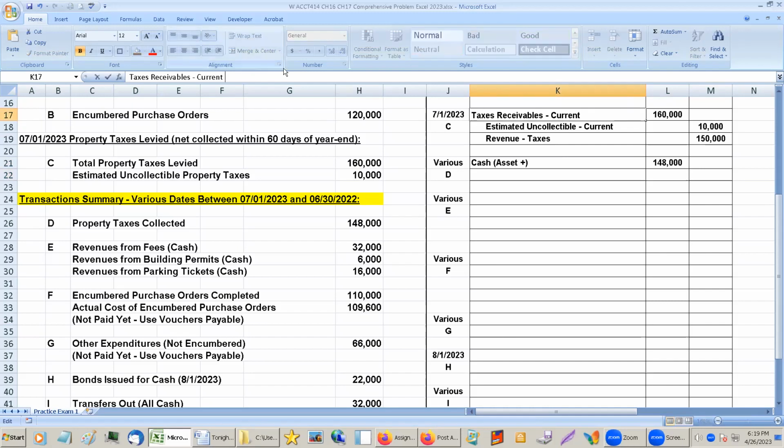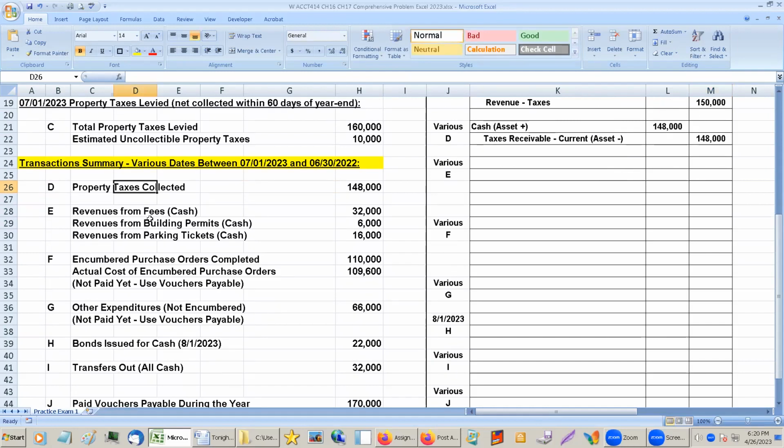I didn't put something up here, right? This is gonna be an asset going up. Down here is gonna be that same asset going down. They no longer owe us. So this will be an asset going down. Okay. I'm gonna mark these as we do them.